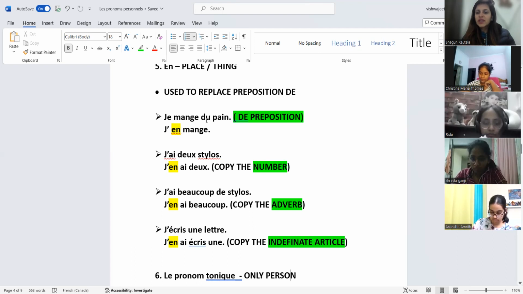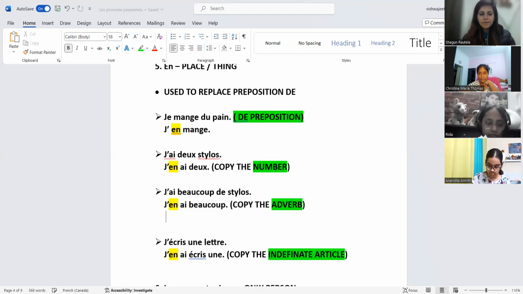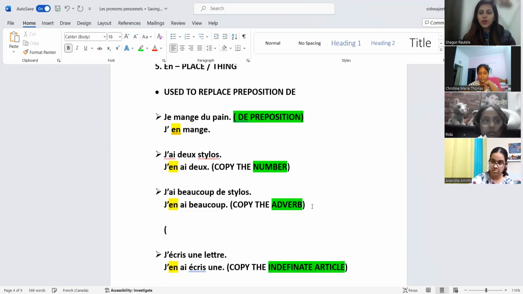DE preposition is there, answer is EN. Number is there, answer is EN, and copy the number. Adverbs of quantity are there, answer is EN. Rita, can you tell us more adverbs of quantity, beta? Beaucoup I have included here. Can you give us more? I'll write a few here. Adverbs of quantity.